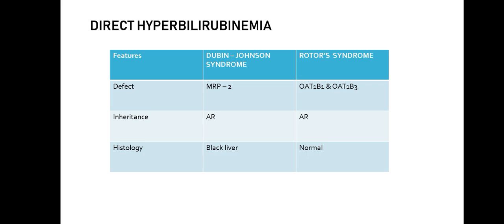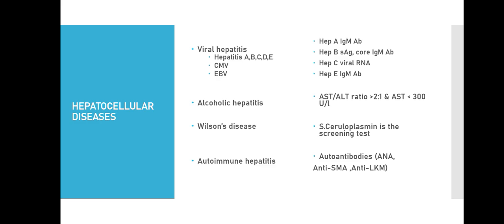Rotor syndrome is due to the defect in organic anion transporter 1B1 and 1B3. It is also inherited in autosomal recessive pattern. Now we are moving on to hepatocellular disease.